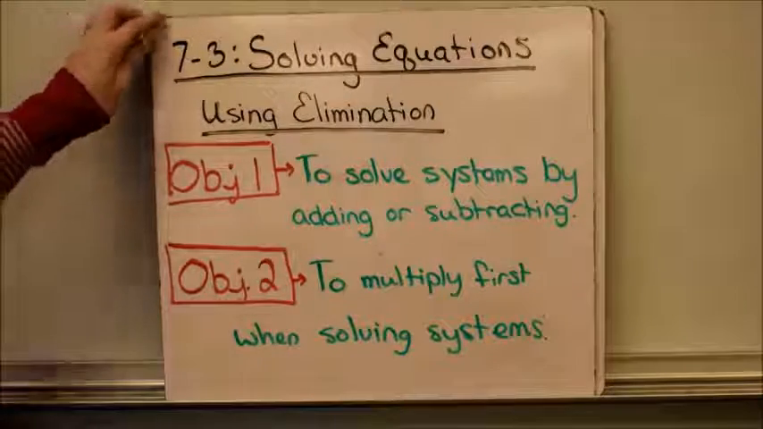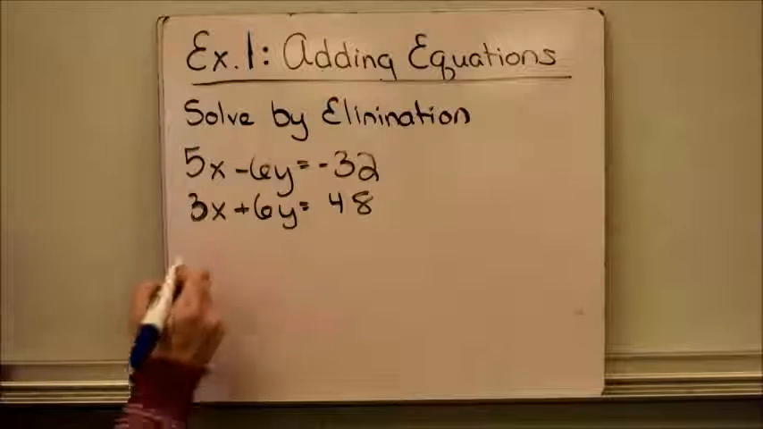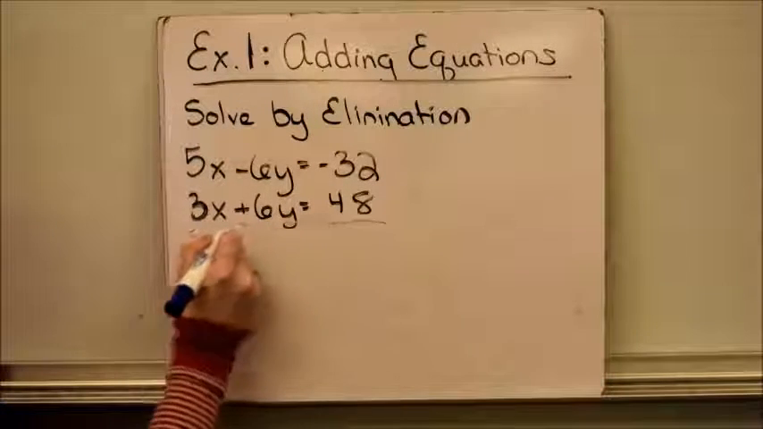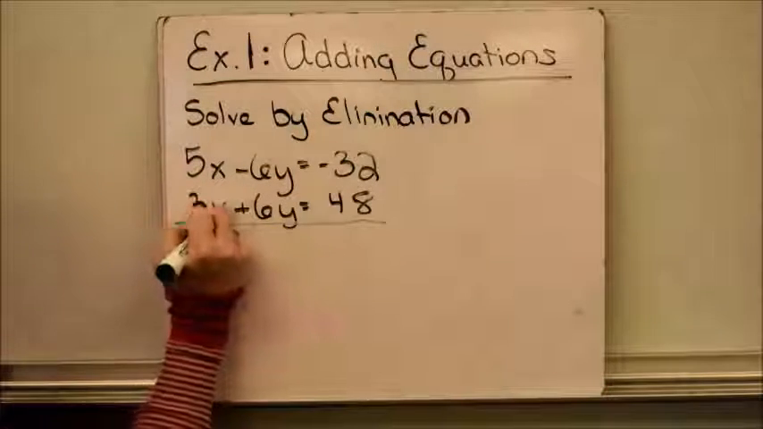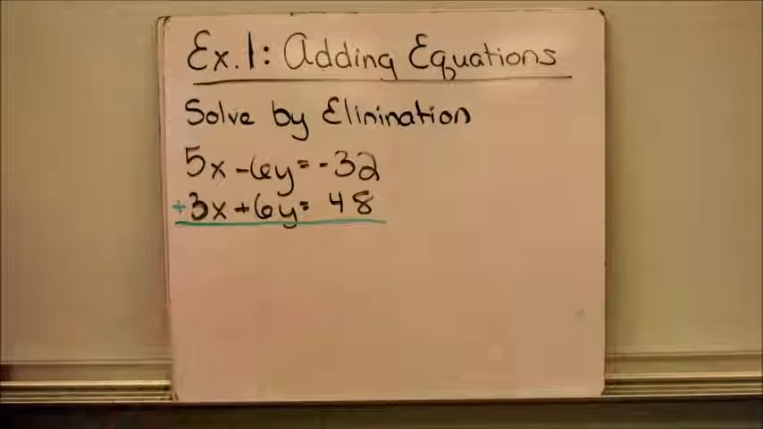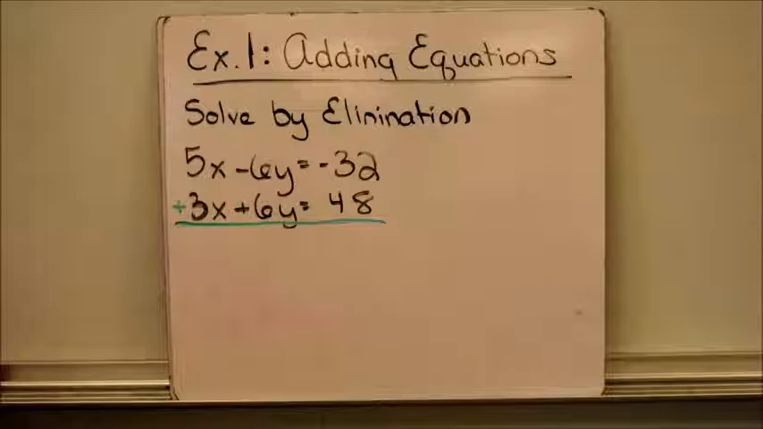Let's get started. Our first example is adding these equations. We're going to solve using the elimination method. I'm going to do this in blue just so it's a little bit clearer. Let's try green, see if green works. Okay, so what we're going to do is add these two equations together so that we can eliminate either our x term or our y term. It doesn't matter which one you eliminate, but you want to make sure that it's going to eliminate.